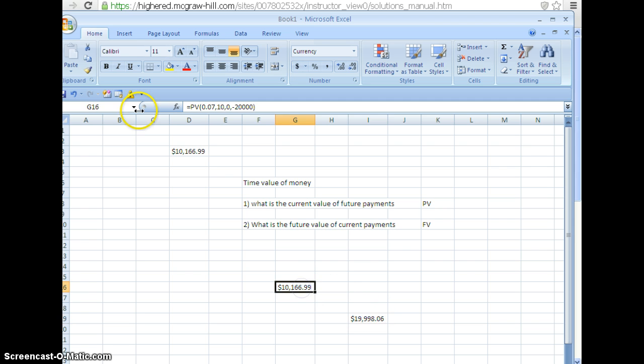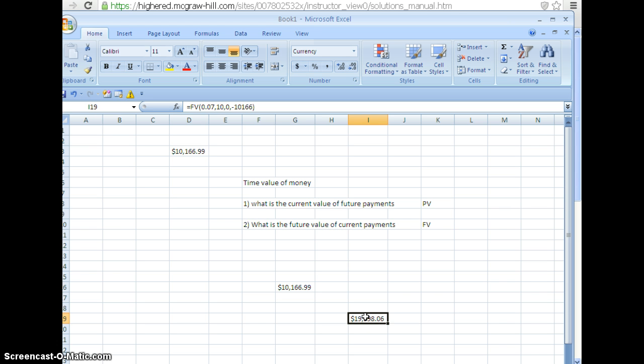So again, we solved for present value, and that tells us if we put $10,166.99 in the bank over 10 periods at 7% interest, after 10 years, we're going to earn a little less than $20,000. So that means the math is right. That's the initial number they gave us, $20,000, the future value. So all you're doing is checking your work, and that's how to check your work between present value and future value. They should come out the same.